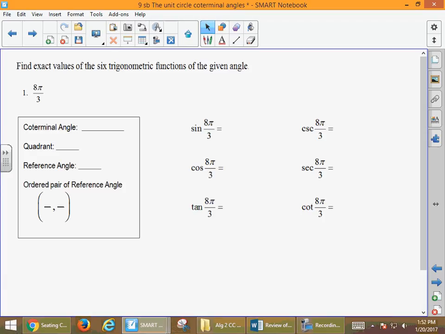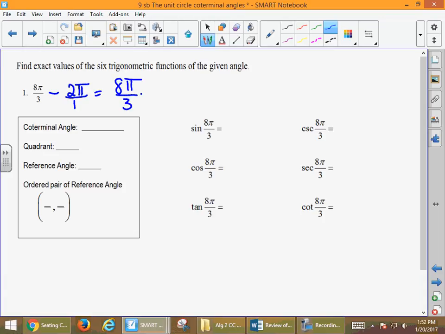8 pi over 3 isn't a value that's on our unit circle. But if we subtract 2 pi from that value, remember when we're finding a common denominator, to subtract we have to find the common denominator. And the common denominator between 3 and 1 is 3. So the 8 pi over 3 doesn't change. But 2 pi over 1 is the same thing as 6 pi over 3.